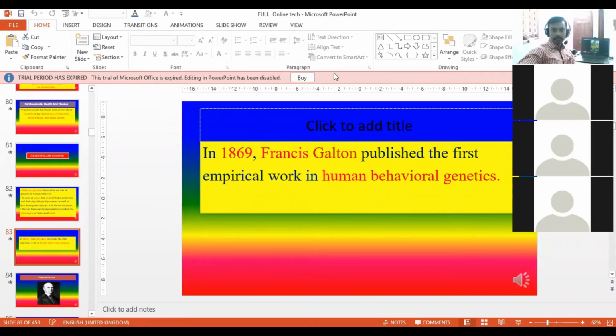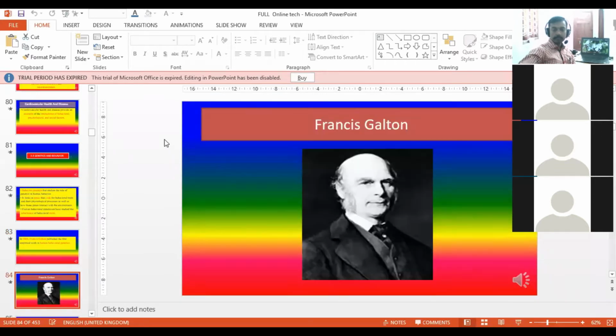In 1869, Francis Galton published the first work on human behavioral genetics. We can see that F. Galton.